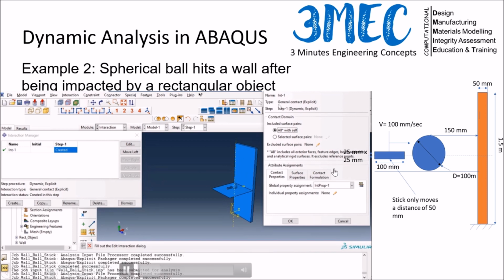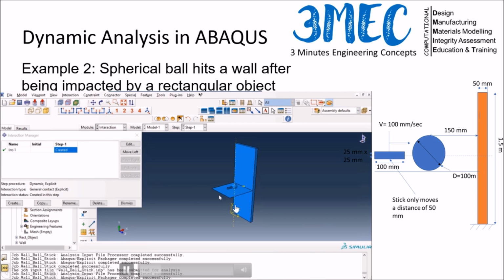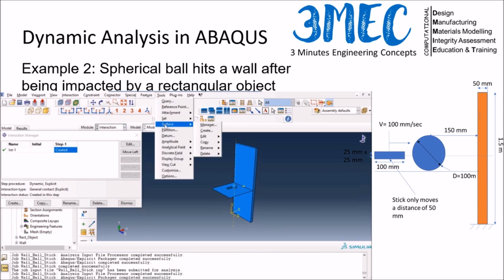Okay, so for context, I'm using a general contact. It's an excellent feature in Abaqus. You don't need to define any surfaces except for the rigid surfaces. For rigid surfaces, you will have to define which surface will be active during the contact detection algorithm. So that's what I have done here.